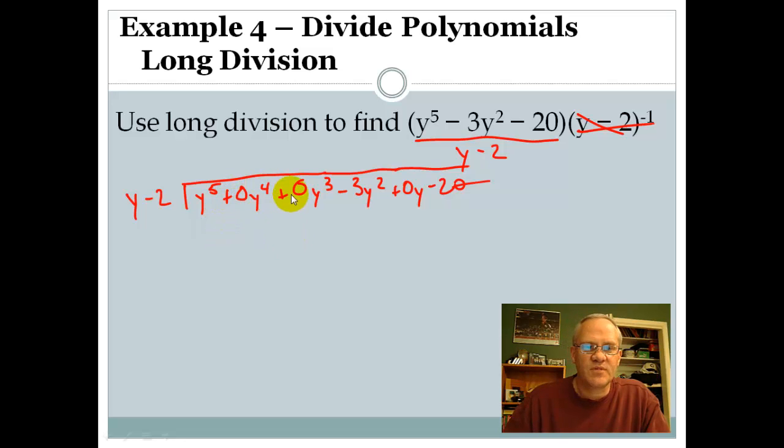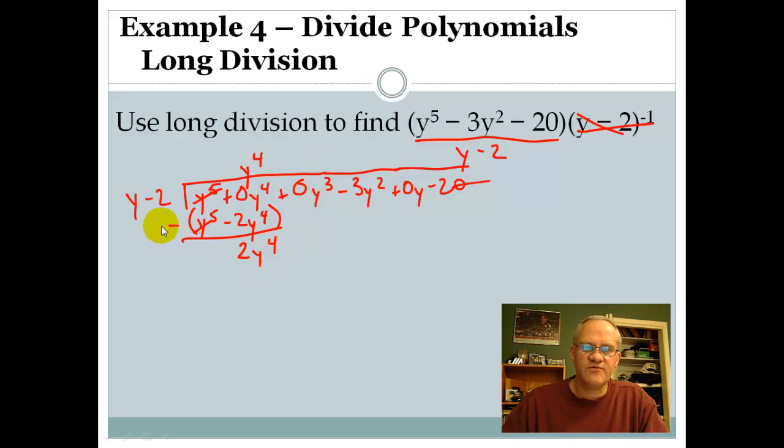All right, let's walk through it. y times y to the 4th gives me y to the 5th. y to the 4th times negative 2 gives me a negative 2y to the 4th. That all has to be subtracted so that these can cancel. And then what I've got left here now is 0 minus a negative, or plus 2y to the 4th. So you see why we needed that 0y to the 4th there, because we have to keep our column to do this.